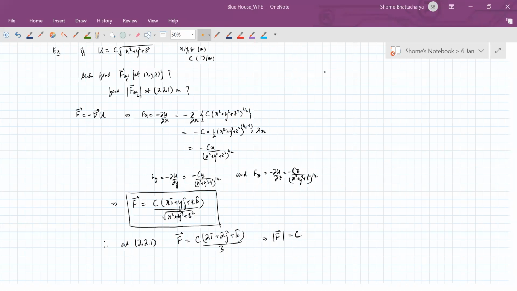Yeah, sorry, there's a minus sign here. That's correct. Just make a correction, people. Yeah, Samar, thanks for pointing out. There's a minus sign in the force.